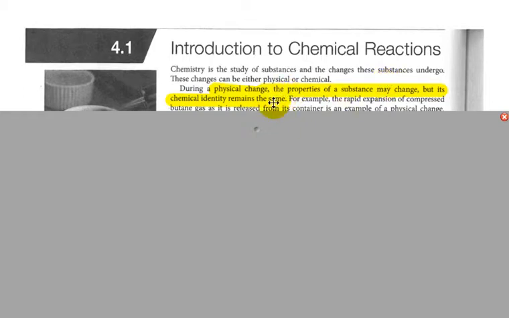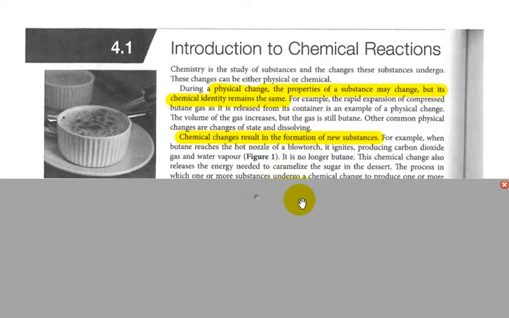These changes can either be physical changes or chemical changes. So highlighting that here. Physical change, of course, back from grade 10. Properties of a substance may change, but its chemical identity is the same. So you can cut up something into small pieces or change state from solid to liquid, but it's still the same thing. So for example, expansion of compressed gas is a physical change, or dissolving salt in water, for example, that's a physical change as well because it's still salt. You can get it back by evaporating the water. So it's just a physical change.